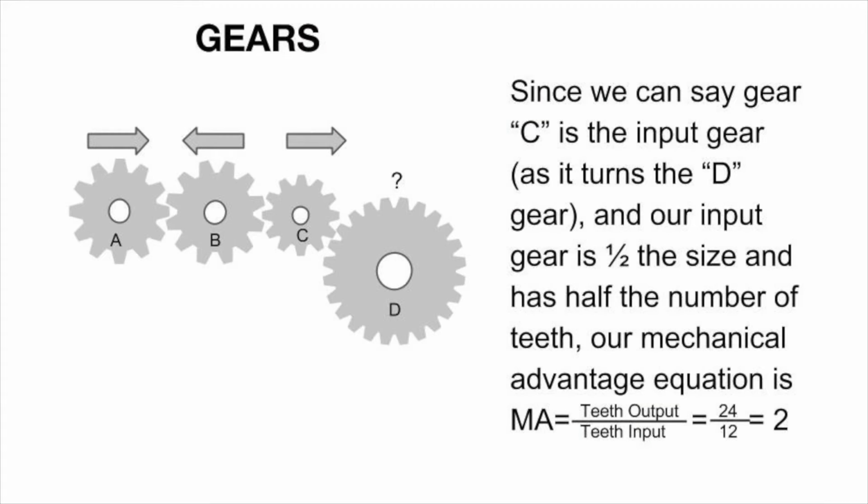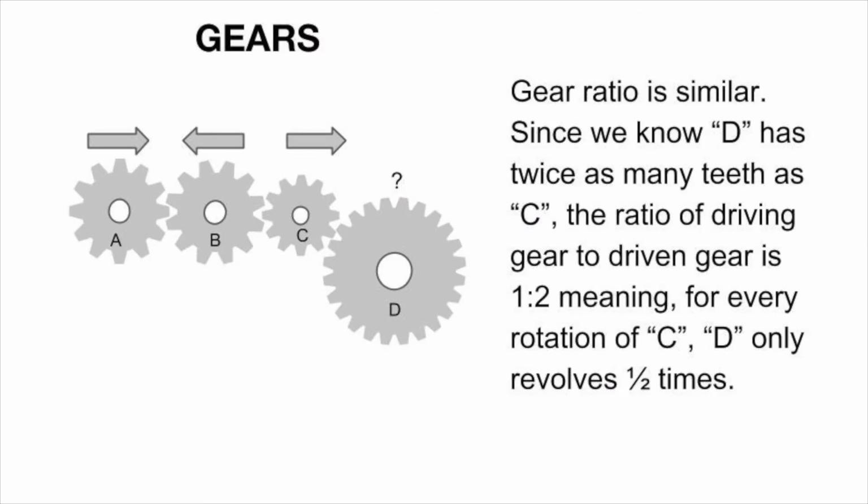First, mechanical advantage. Since we can say gear C is the input gear as it turns the D gear, and our input gear is 1/2 the size and has half the number of teeth, our mechanical advantage equation is as follows. Mechanical advantage is equal to the teeth of the output gear over the teeth of the input gear. In this case, it's 24/12, which means we have a mechanical advantage of 2.